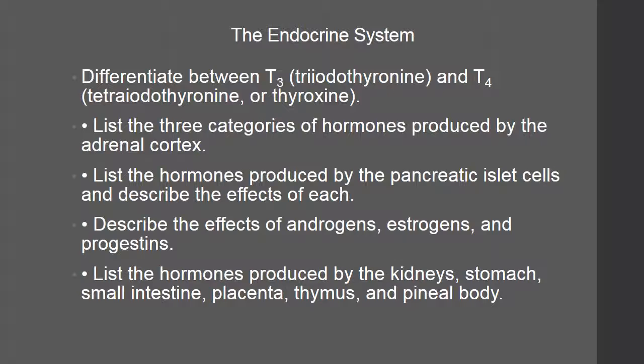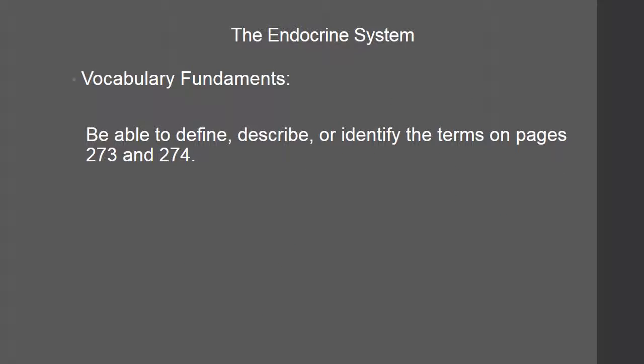You should be able to list the hormones produced by the kidneys, the stomach, small intestine, placenta, thymus, and pineal gland, and know what they do as well. As always, make sure you understand the vocabulary fundamentals on page 273 and 274. You should be able to describe, define, or identify all of those terms as needed on your quizzes and examination.